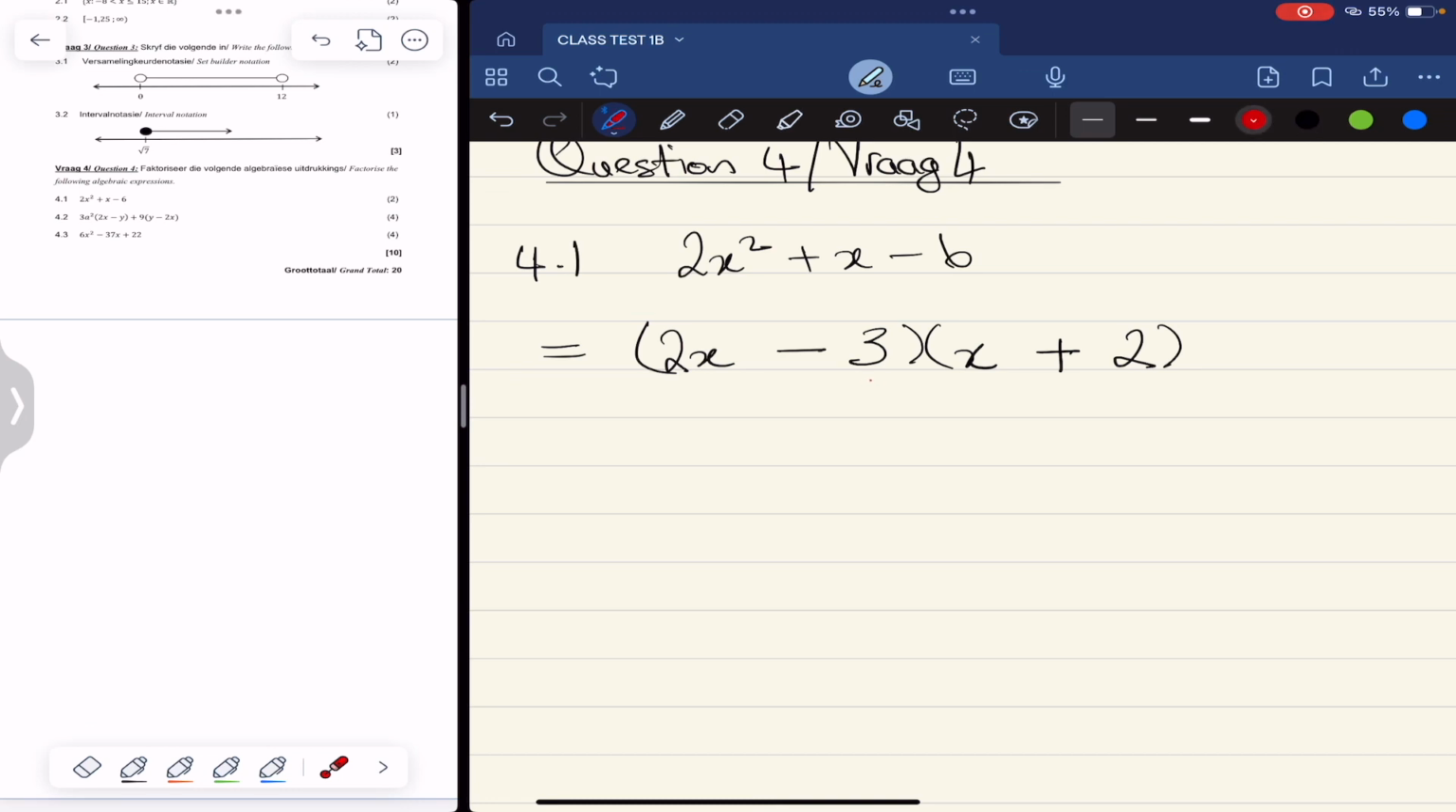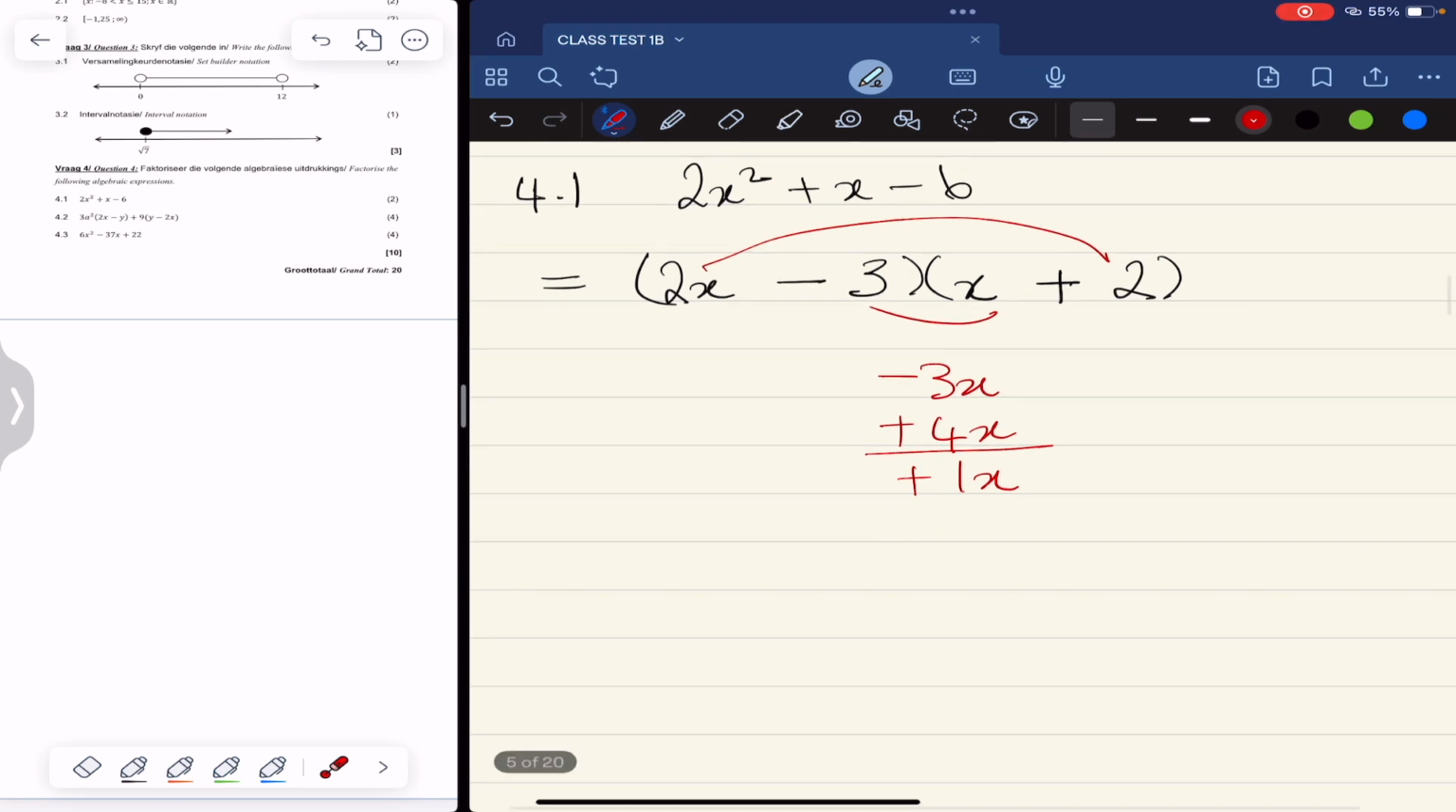And if I multiply this out again, so as ek hierdie uitvermenigvuldig, kry ek negatief 3x en ek kry positief 4x, en dit gee vir my natuurlik positief 1x, die middle term. So that checks out, that's correct, and that is 4.1.